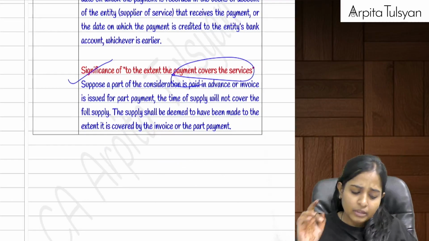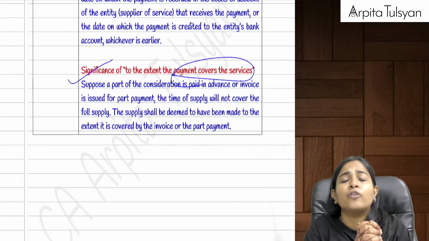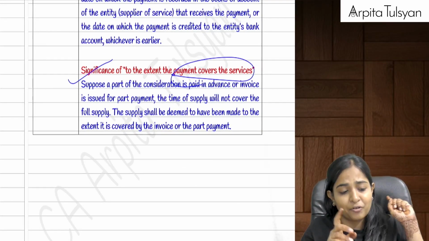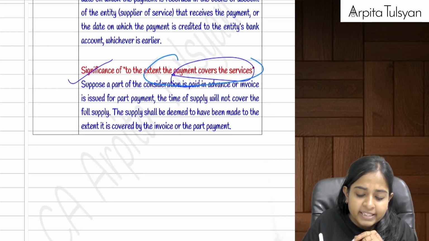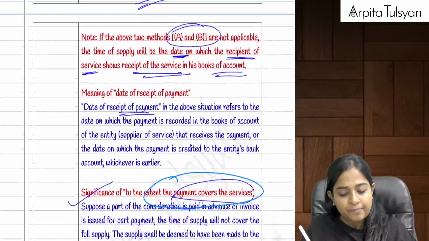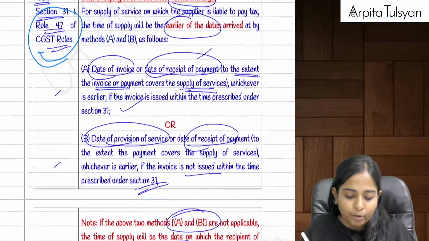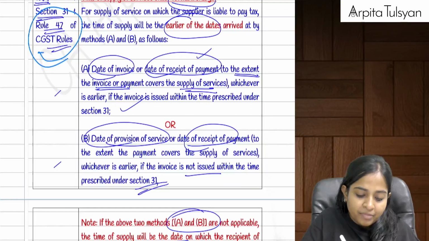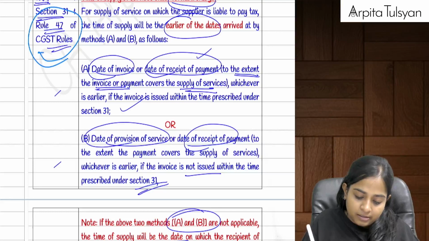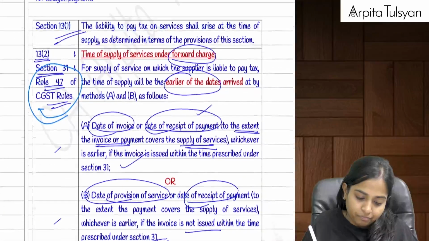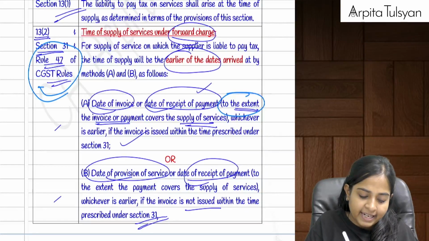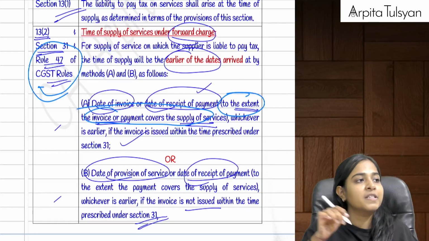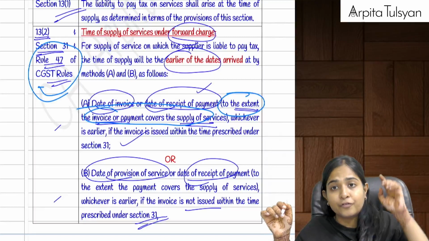Okay. One more statement or one more line that is being repeated, that was there in section number 12 also and that is there in section number 13 also. To the extent the payment covers the service. Okay, see here, everyone here on the board. Can you see these words? Yes, here it is in the bracket. To the extent the invoice or payment covers the supply of services or supply of goods, etc.